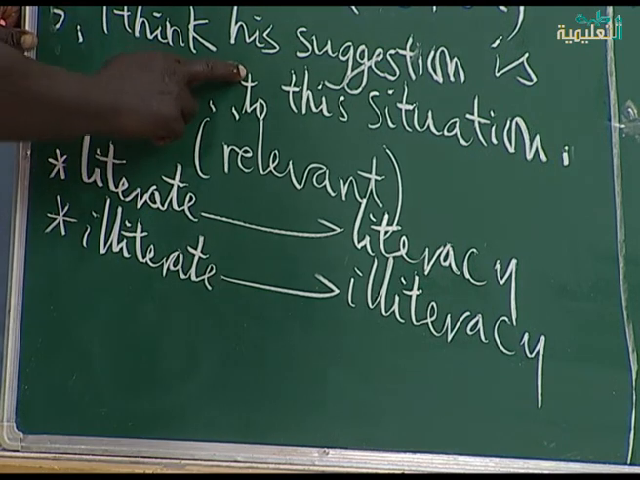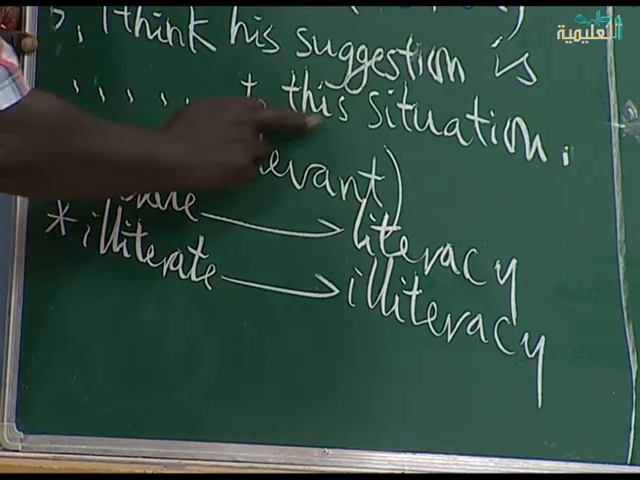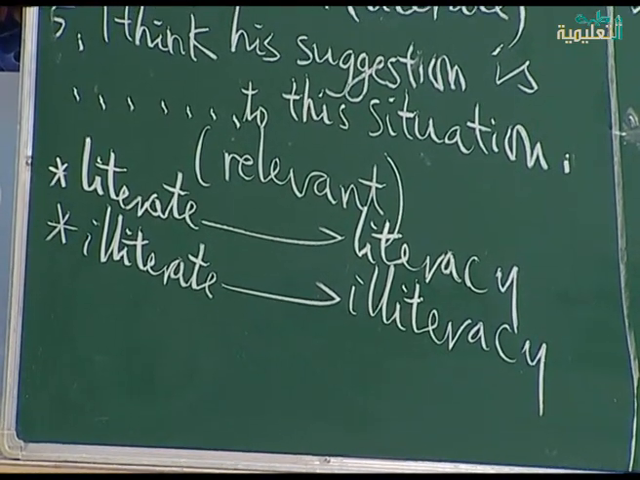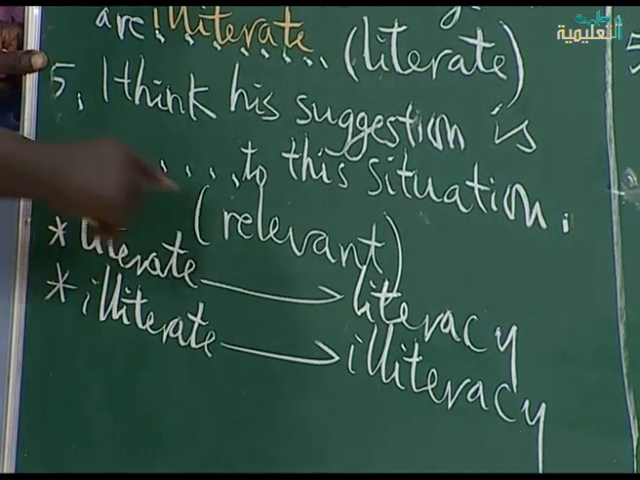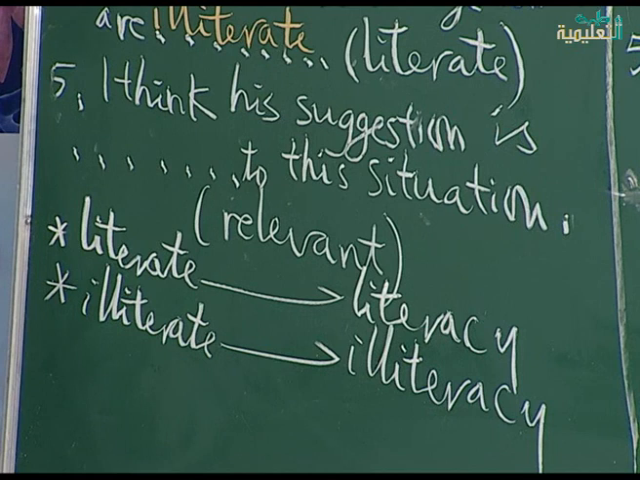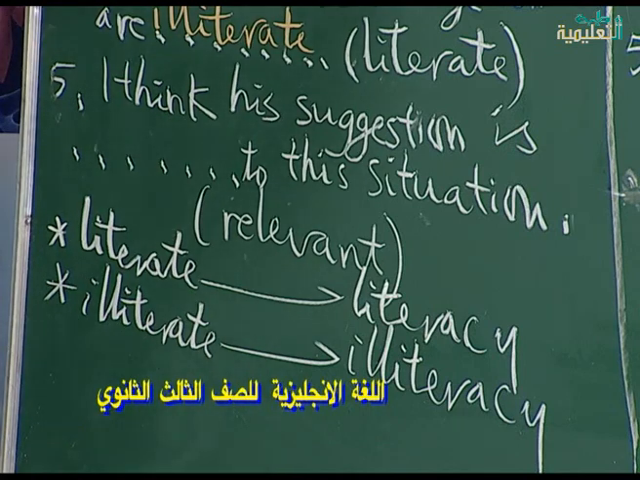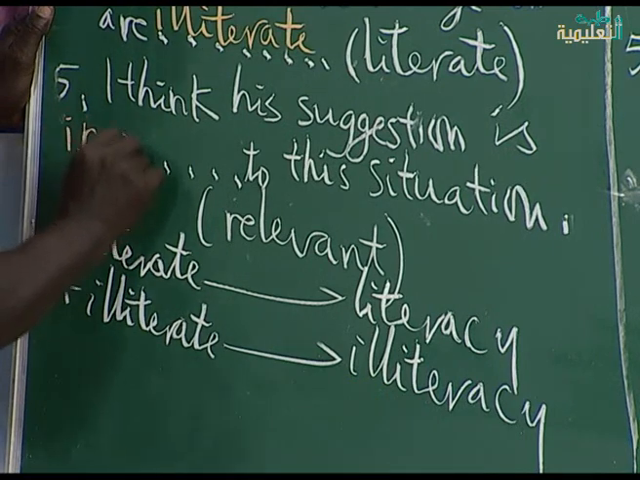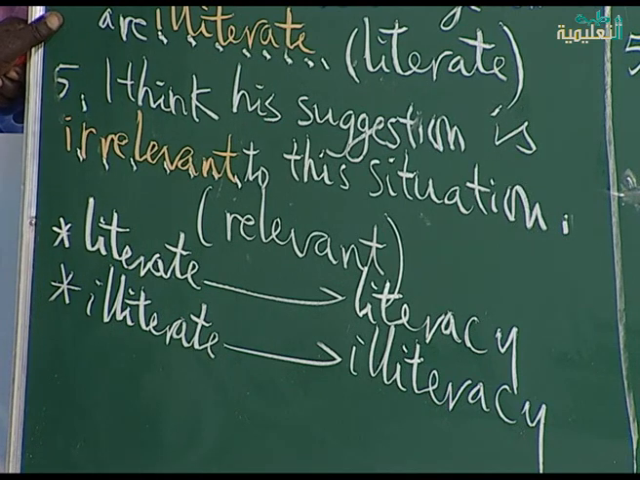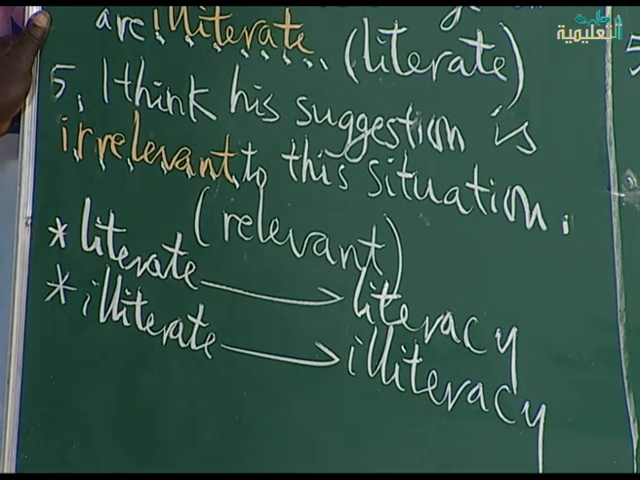I think his suggestion اقتراح بتاعه is dash to this situation وضع أو حال. Situation means condition. Here we have relevant, R-E-L-E-V-A-N-T, ملائم. We are remaining with only one, the prefix IR. It is going to be irrelevant, غير ملائم, I-R-R-E-L-E-V-A-N-T. So the sentence reads, I think his suggestion is irrelevant to this situation.